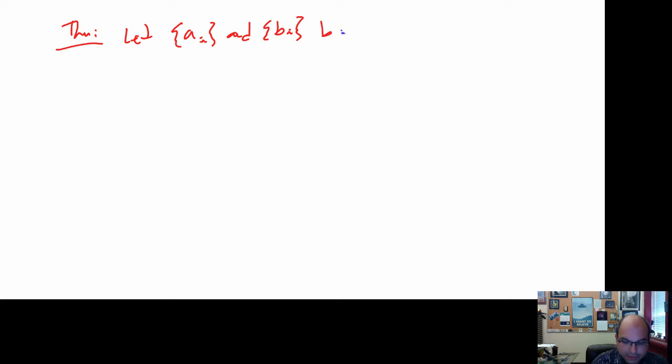Okay, so let's look at another example. Okay, so here's another theorem. So let A sub I and B sub I be sequences.